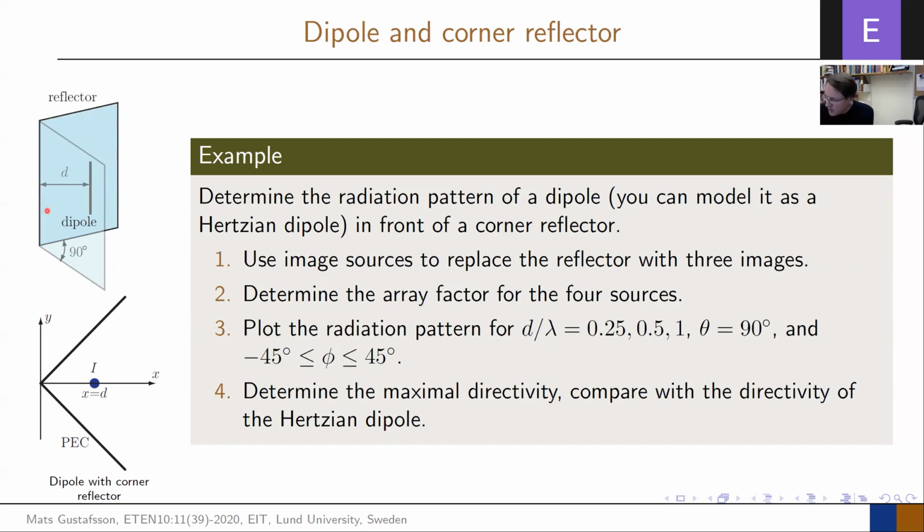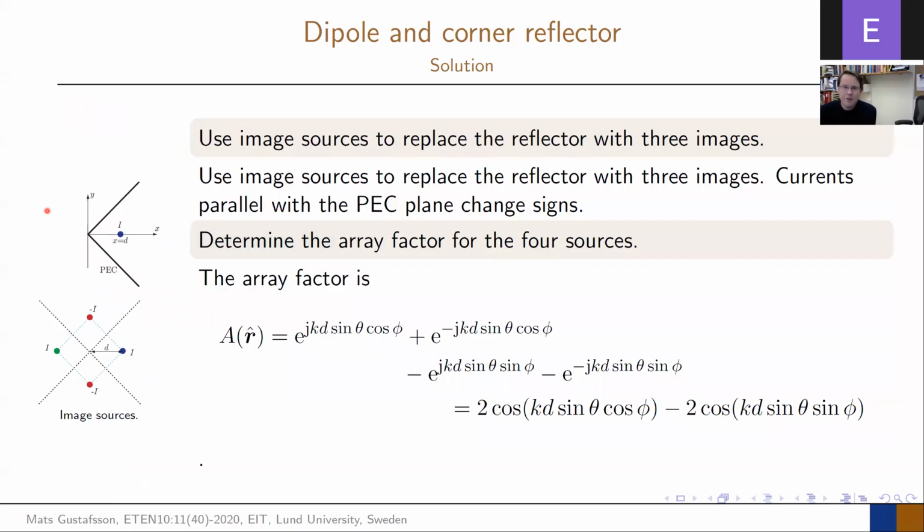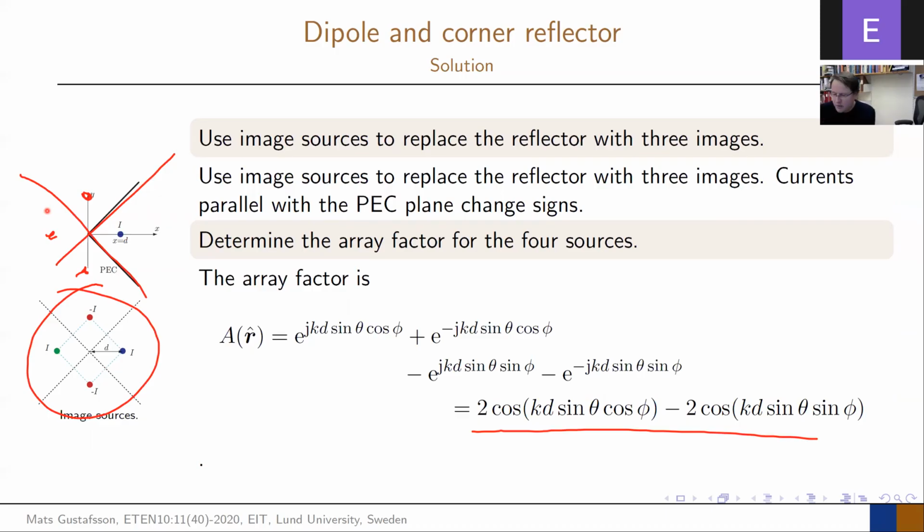To analyze these, we use image theory. If we take our corner reflector, we have one wall of metal here and one wall here. That means that we get one reflection point there, one reflection point here, but also one reflection point behind it. So this will radiate as from these 4 point sources. From those, we can determine the array factor, so we can sum up the contributions from all of them. The result is some array factor, which is 2 cosine kd, where d is the distance.